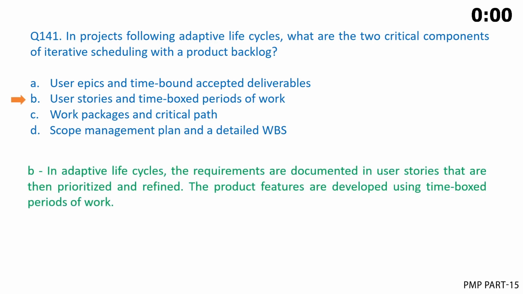The correct answer is B. In adaptive life cycles, the requirements are documented in user stories that are then prioritized and refined. The product features are developed using time-boxed periods of work.